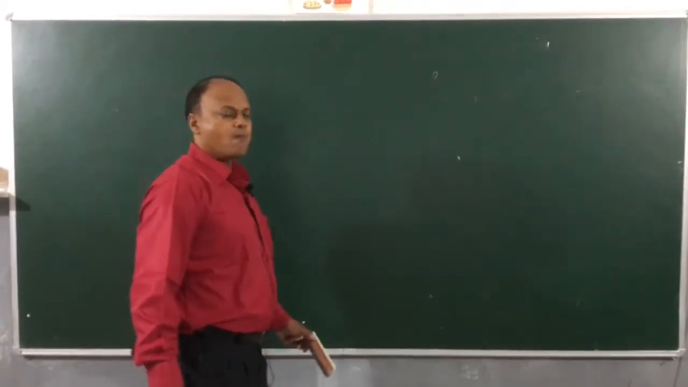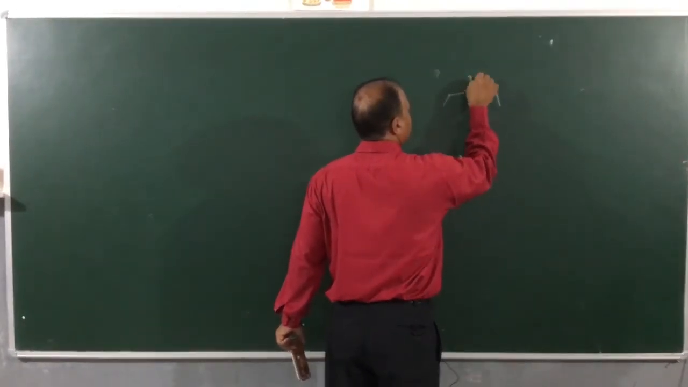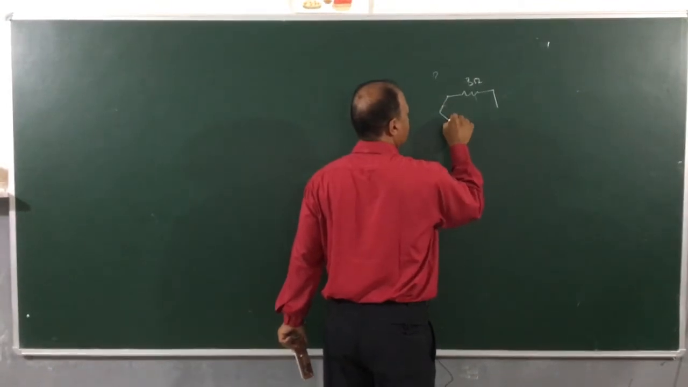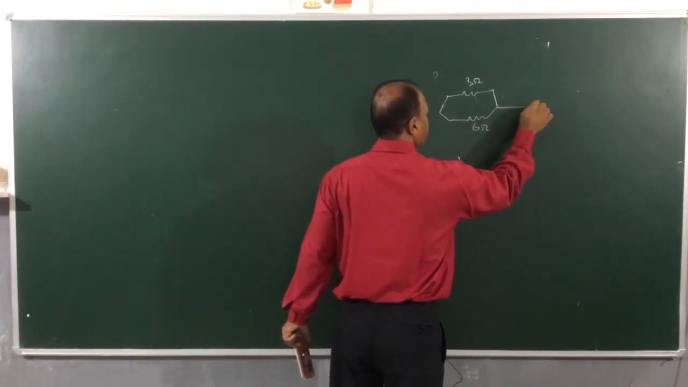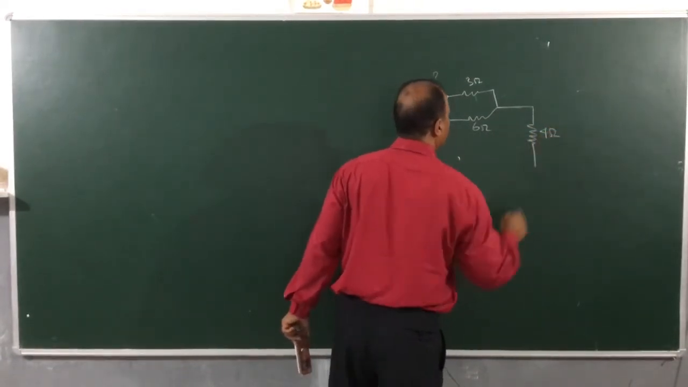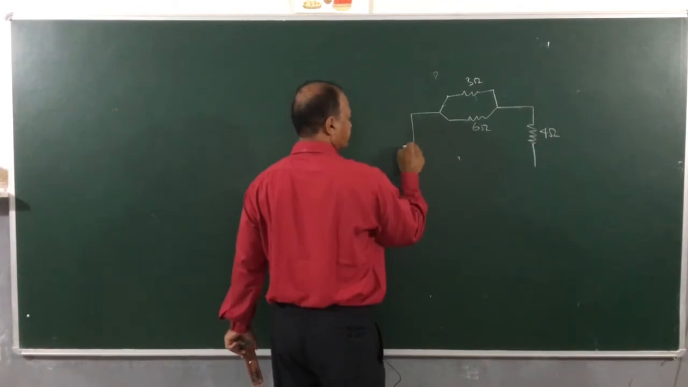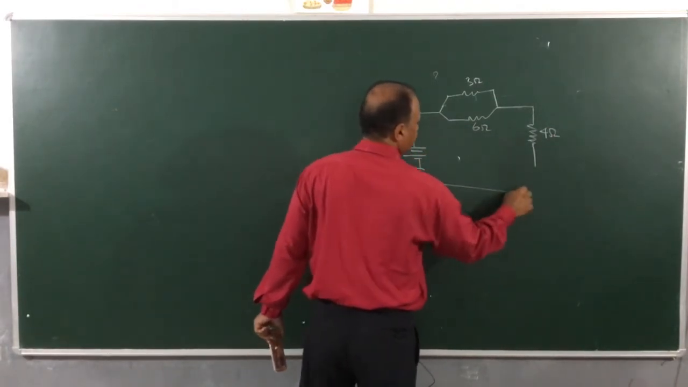Suppose we have a combination like this: 3 ohm, this is 6 ohm, this is 4 ohm, this is a battery, this is a key, and we are closing the key.